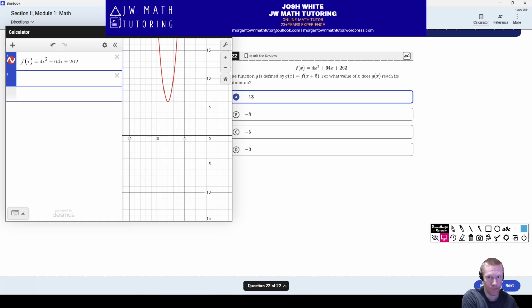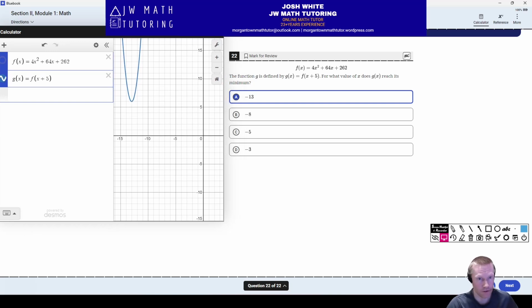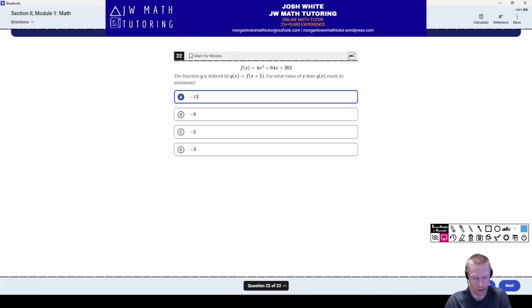However, you could, again, have it do the entire problem for you. Meaning we type in what g of x is. Now let's take this off. For what value of x does g of x reach its minimum? Well, let's click on it right here. -13, that's our answer. Again, no need to complete the square. No need to do all that substitution and algebra work.